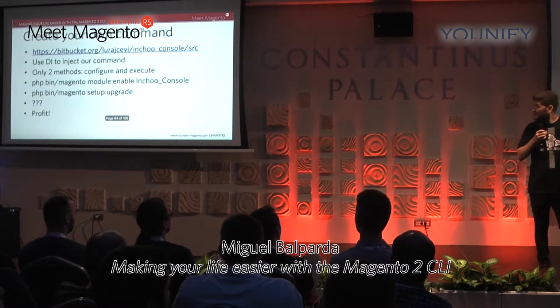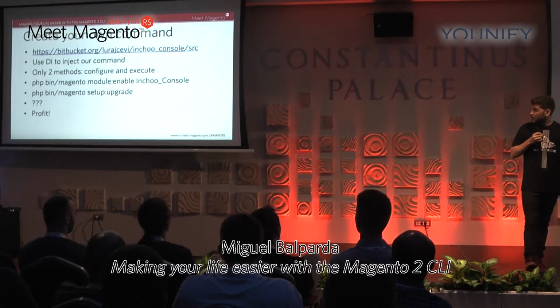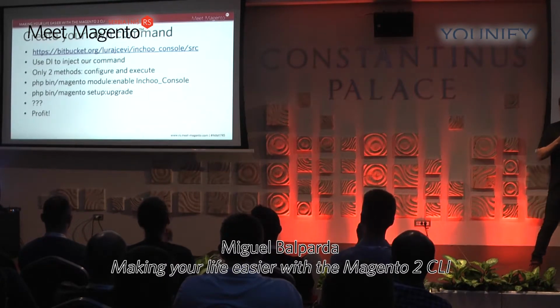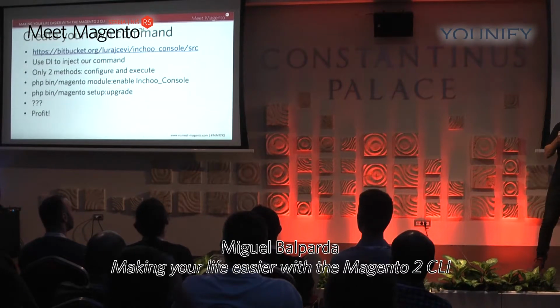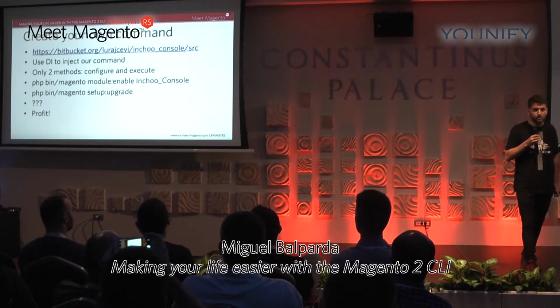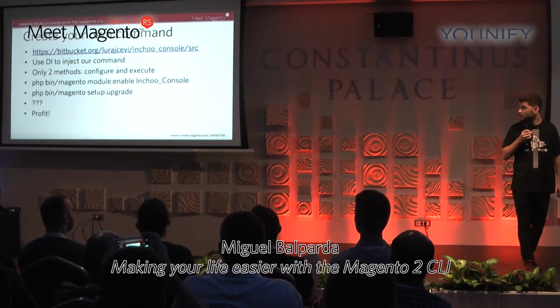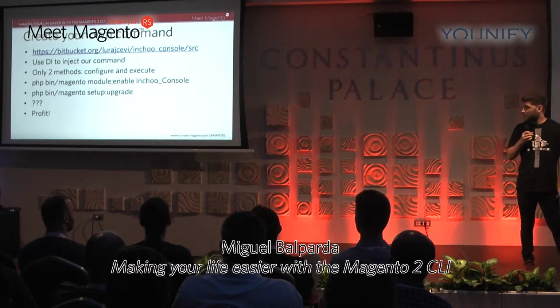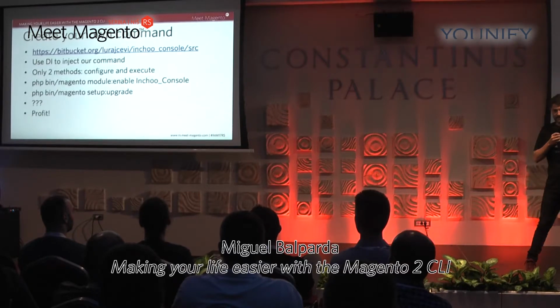So now, this is the last part of the talk. I actually asked Kinko, as I told you, how to create a command. This is pretty easy. We actually use DI to inject our commands, and we only use two methods, the configure and the execute. After that, we need to enable the module, do the setup upgrade, and then we can just go ahead and start using our own module.